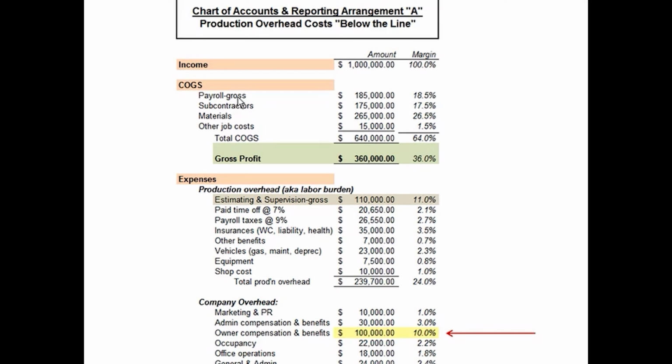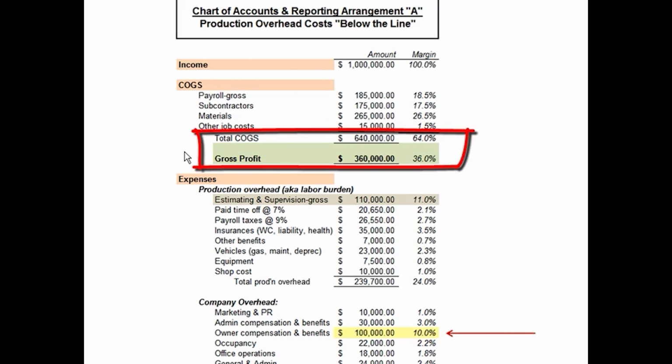But in cost of goods sold, all we're showing is our gross payroll for direct labor, our subcontractors, materials, other job costs, and we're getting a total cost of goods sold of $640,000 or 64%, giving us a gross profit of $360,000 or 36%.